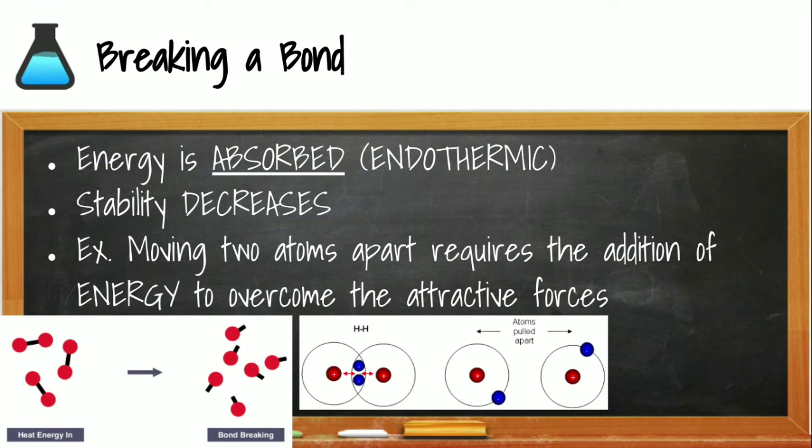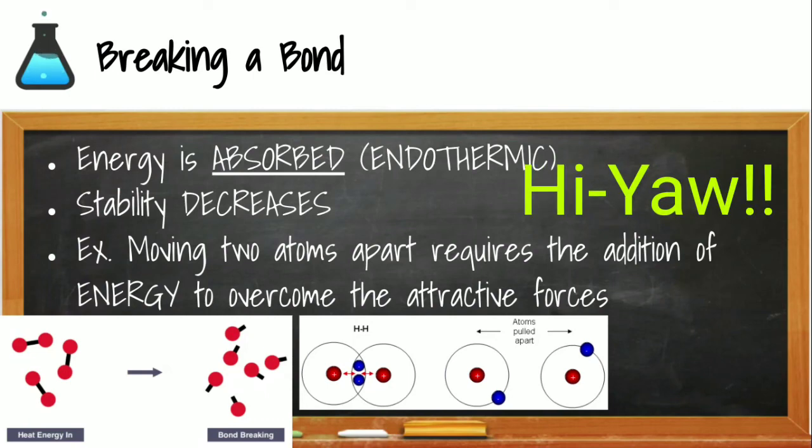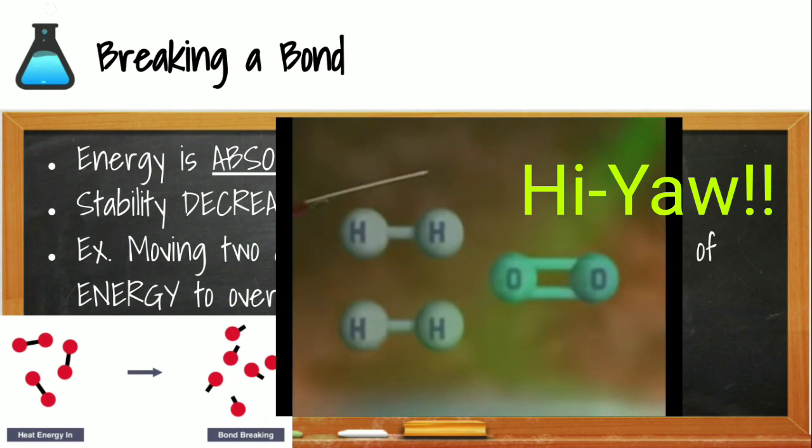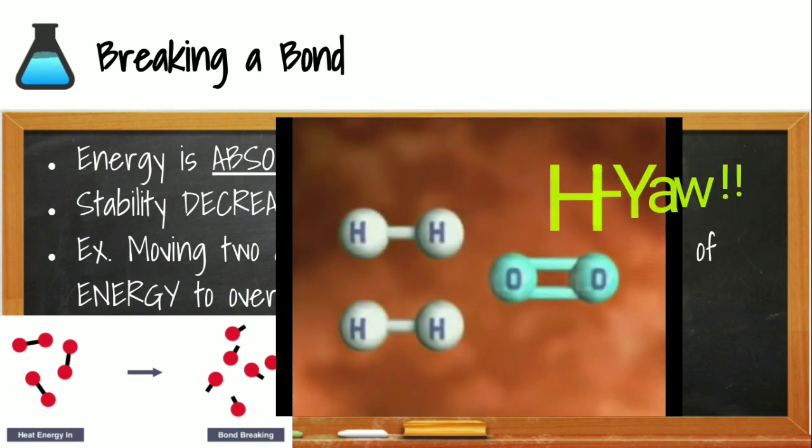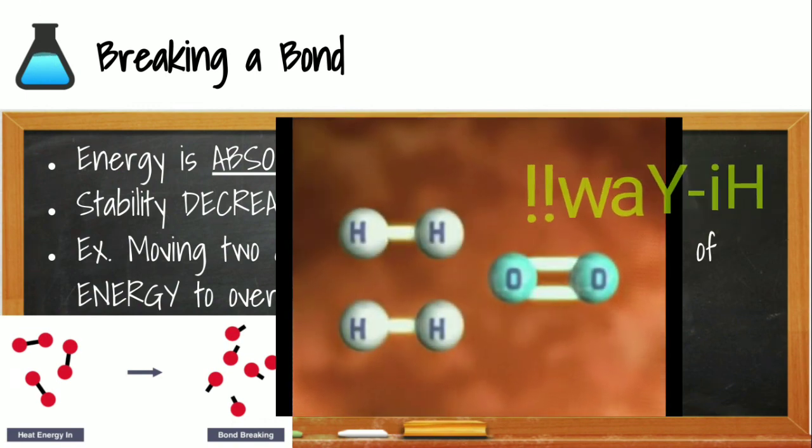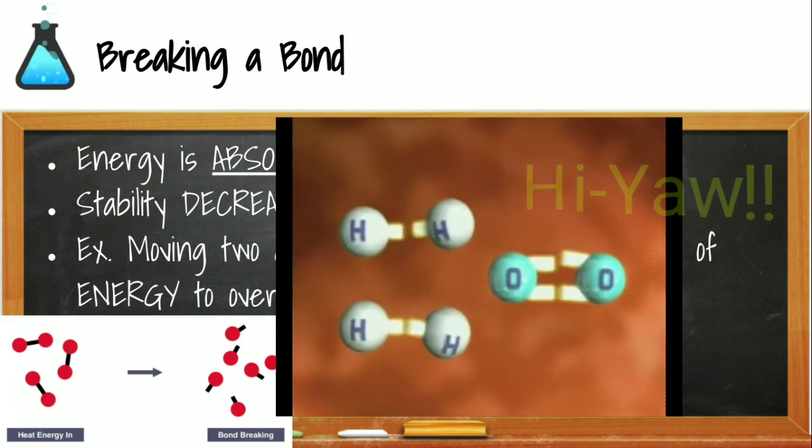Now, in the reverse situation, if you'd like to break a bond, you're going to have to add energy. Breaking bonds increases the potential energy the particles have, so energy must be added in order to increase the potential energy. If you'd like to break these bonds between the hydrogen and the oxygen, you're going to have to add energy.